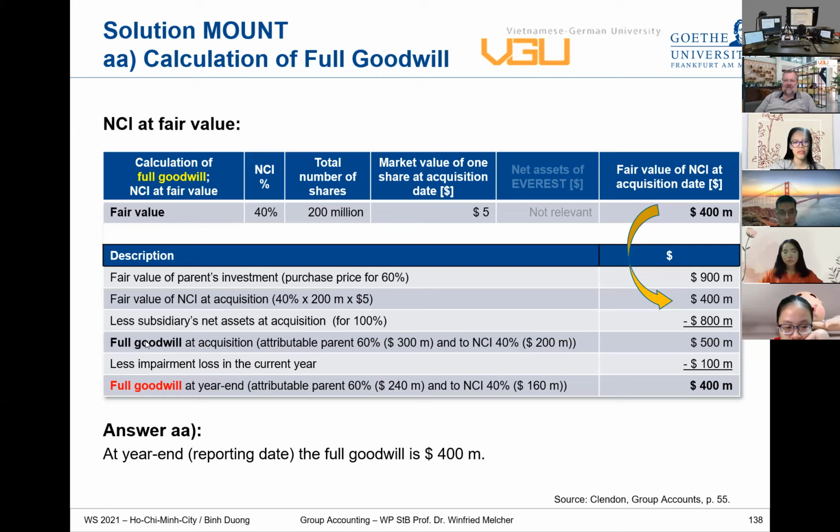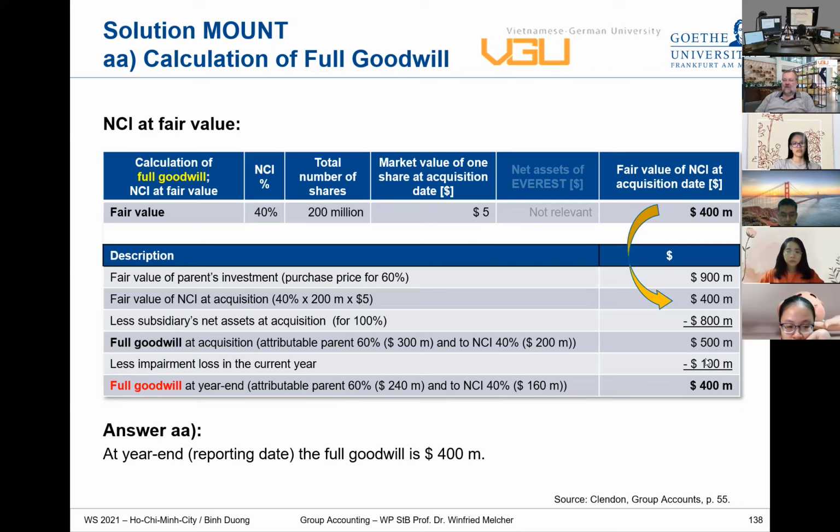Well, the full goodwill includes a portion for the NCI, whereas a normal goodwill or a partial goodwill, we will not use that term in practice, we just call it goodwill, but I think a more precise word would be partial goodwill. The partial goodwill only relates to the parent. So full goodwill includes market information, and it relates to both parent and NCI.